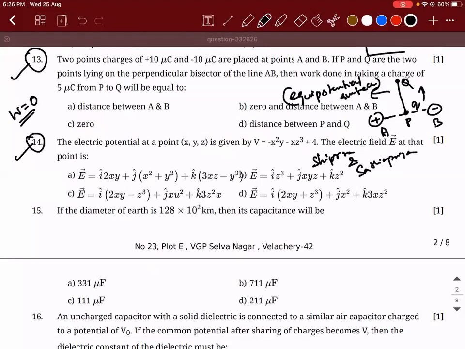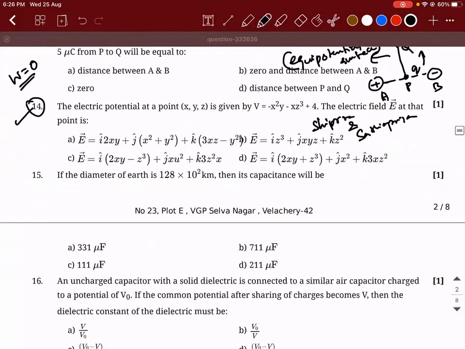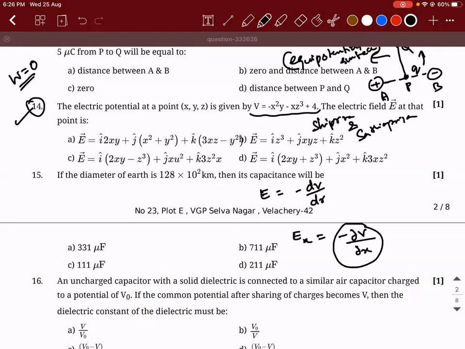Fourteenth. I know this problem you guys can't do. So V is equal to minus x square y minus xz cube plus 4. So E will be equal to minus dV by dr, right? So the electric field along the x direction is minus dou V by dou x. This is called partial differentiation, meaning the total electric field will be the electric field along the x direction times i cap plus the electric field along the y direction times j cap plus the electric field along the z direction times k cap.